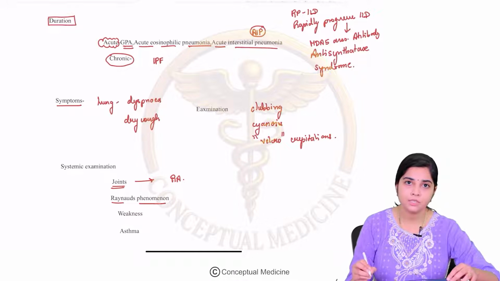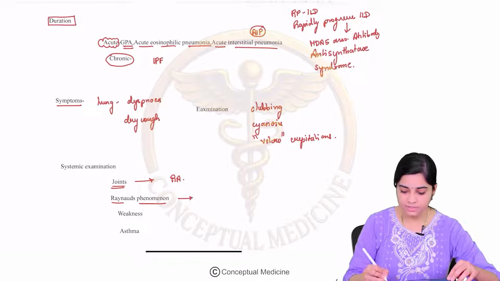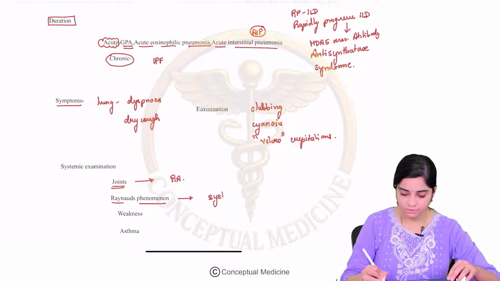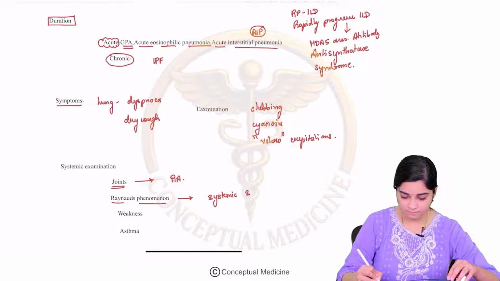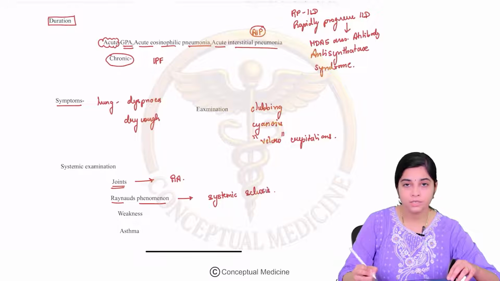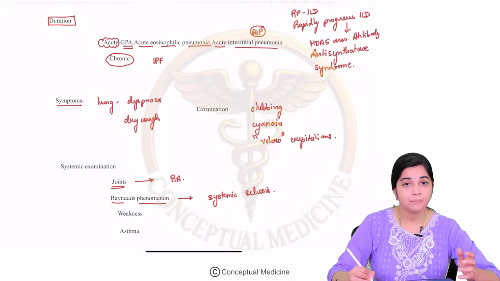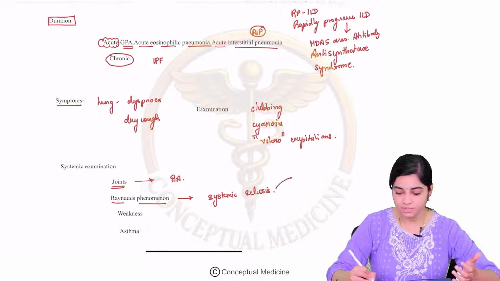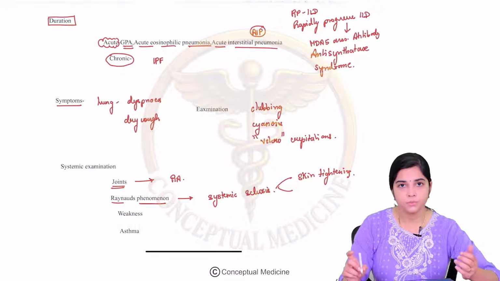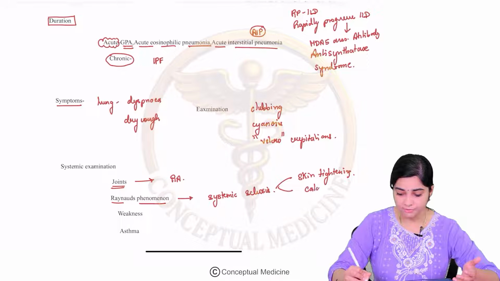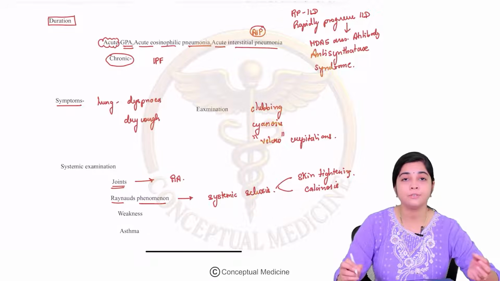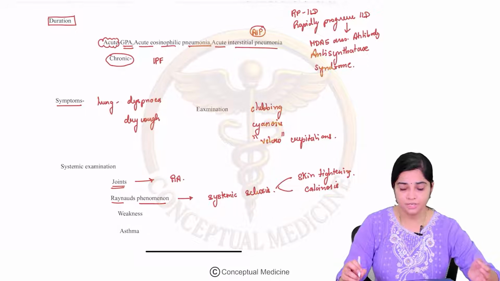Then Raynaud's phenomenon, is it important? Yes, because this can give a clue to systemic sclerosis. Right? So this can give a clue to systemic sclerosis related ILD. Apart from that, in systemic sclerosis, what are the other things you will look for? So you will see for evidence of skin tightening, you will see for evidence of calcinosis cutis, where you can have subcutaneous deposition of calcium.